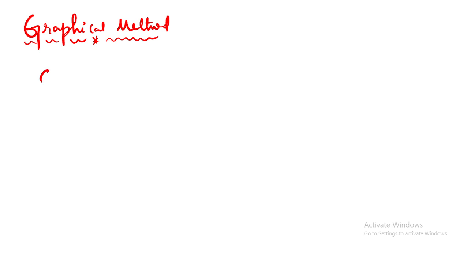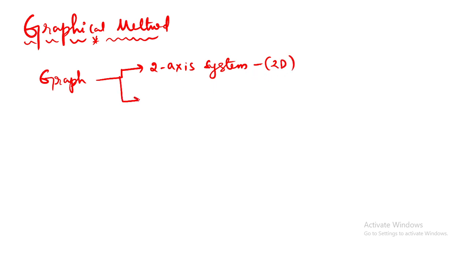Whenever I say graph, it is drawn on two axes, a two-axis system, or simply 2D. In a graph, one quantity is represented and another quantity comes from the other two quantities. Am I correct here? Yes or no? So what is the meaning of that?